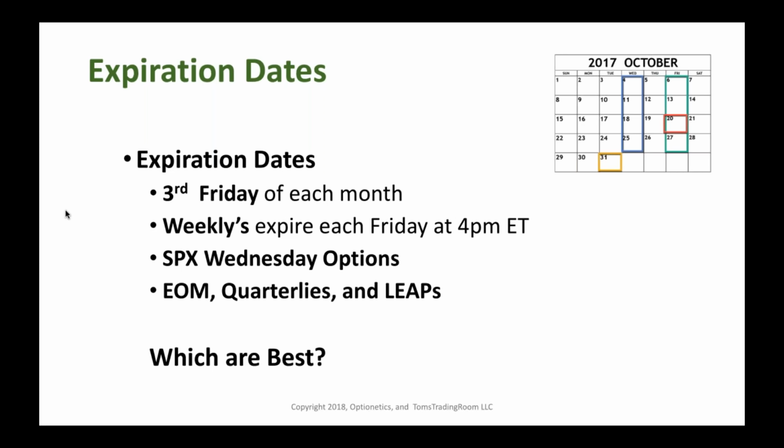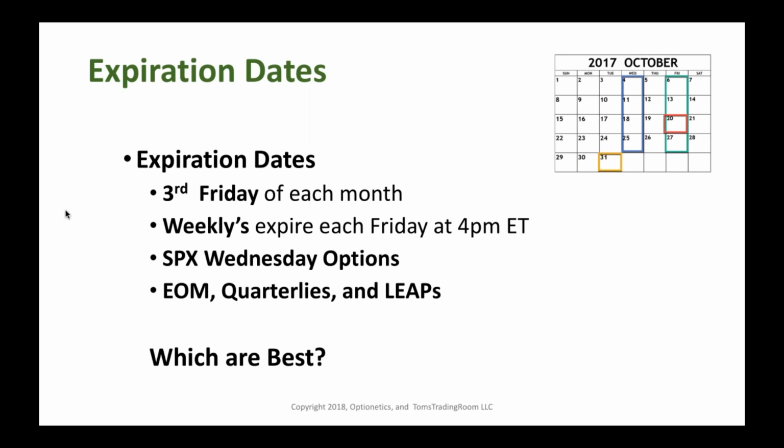If you're an old school option trader, that was always the date we looked at, the third Friday of the month. But now we have weeklies, which expire every Friday at 4 p.m. We now have Wednesday options out as well, and Mondays, and EOM options. Those are end of the month options. And we have quarterlies, and we have LEAPS. We have all kinds of options in between. So there are a lot of expiration dates to be aware of.